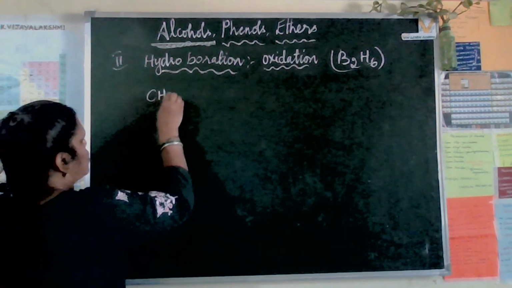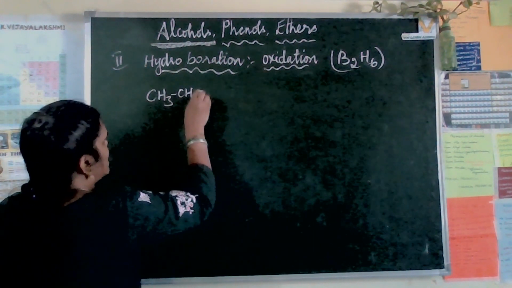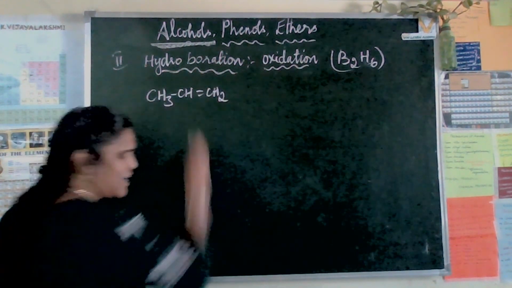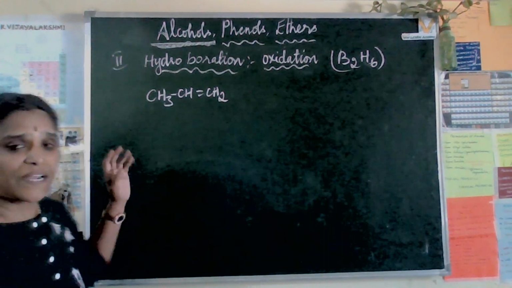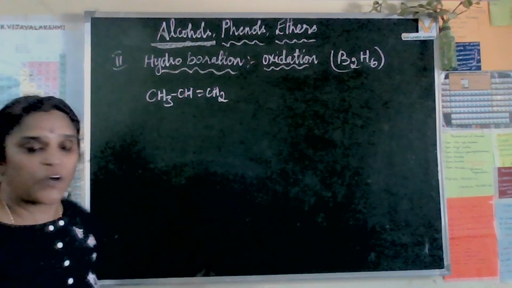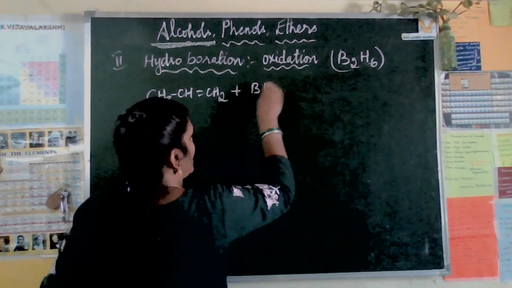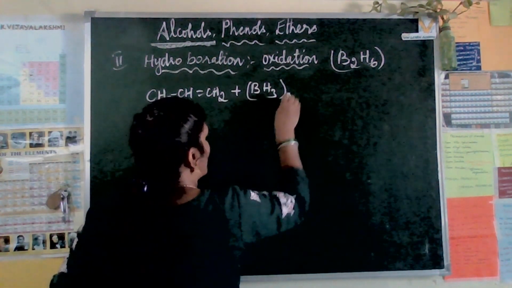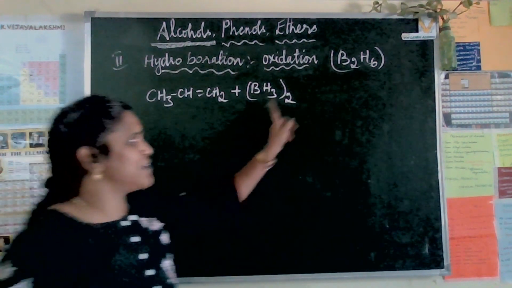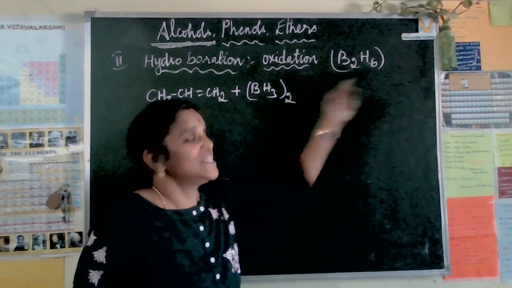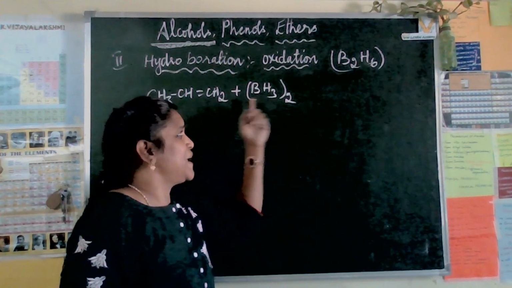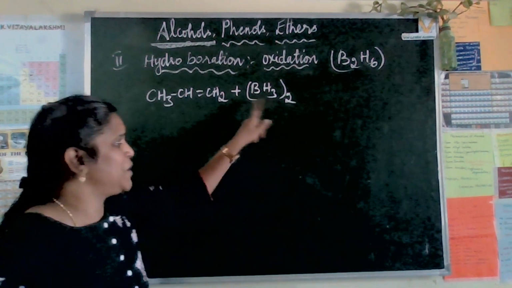Now, we can take CH3, CH double bond CH2. Alkene only we can take. Anyway, the topic is alkene converted into alcohol. So, alkene combines with the diborane, BH3 twice. I just mentioned here BH3 twice. Here B2H6, I just wrote it the other way around. BH3 twice is also the same as B2H6.